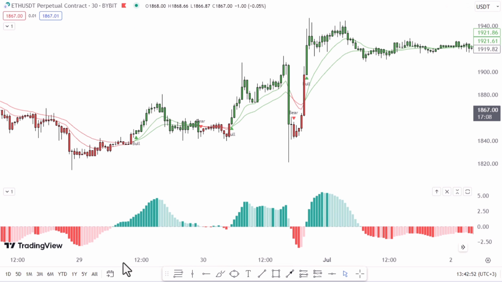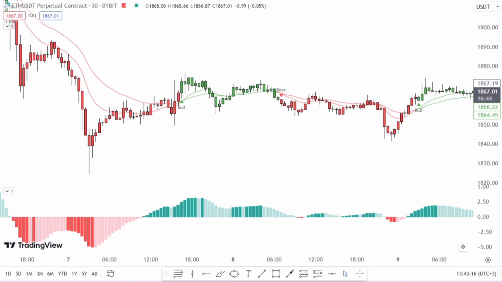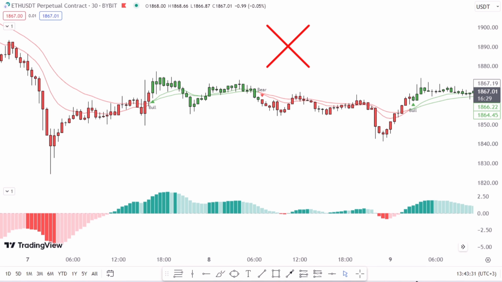Now let's move on to the next trade. See, here we got a sell signal. We can see that the histogram is above the zero line, so we're currently in an uptrend. That means we are in an uptrend movement and we are not allowed to enter a sell trade. So this signal here is fake and we should ignore it and not enter a trade.